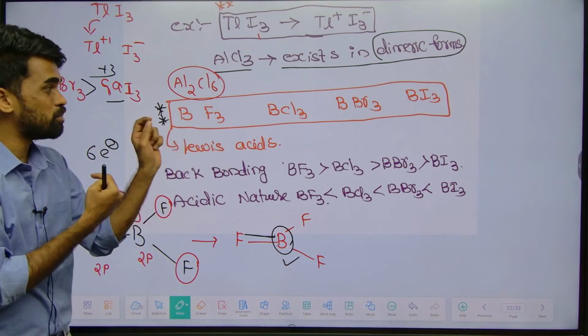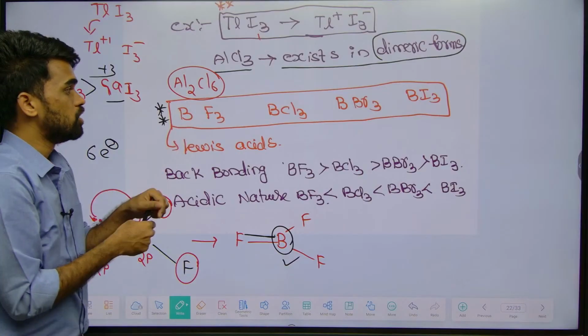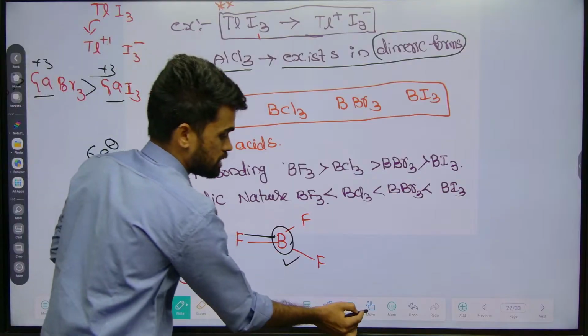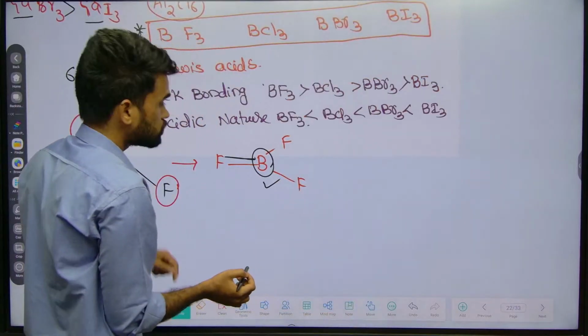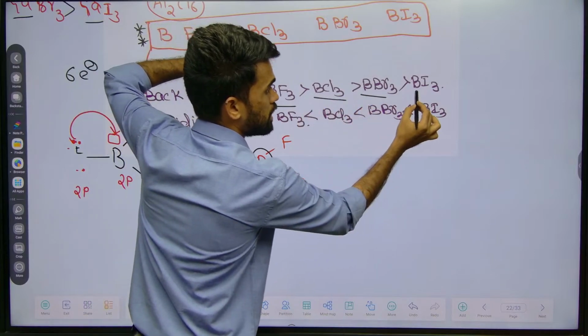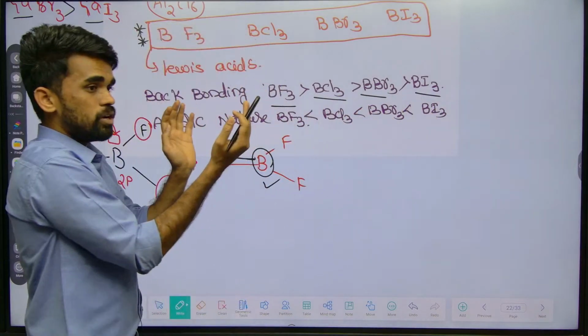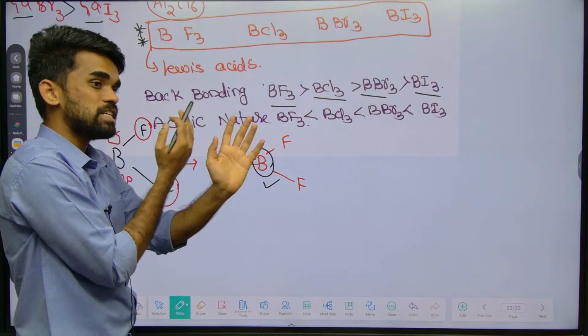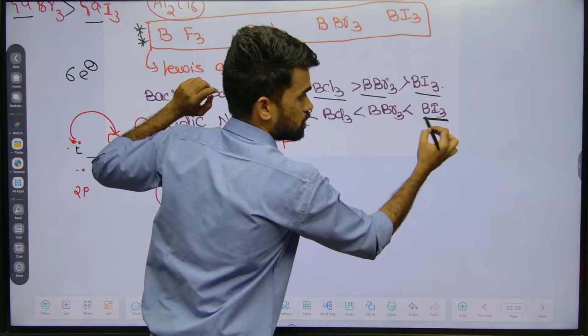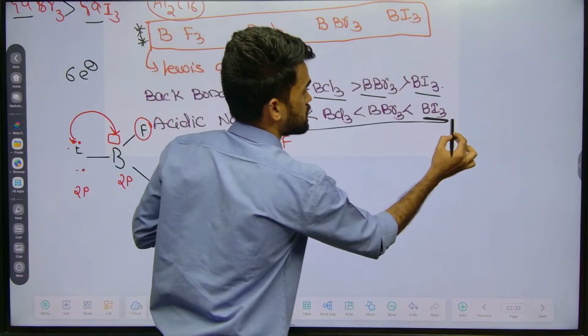So who is good in back bonding? So it means it should be least acidic now. So now what is the back bonding order, you tell me? First BF3, next BCl3, BBr3, BI3. So now what happens to acidic nature? Reverse of back bonding. So which is strong Lewis acid here? BI3. So this is the Lewis acidic nature order.